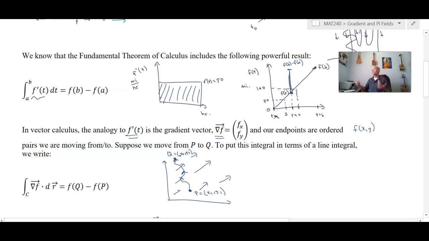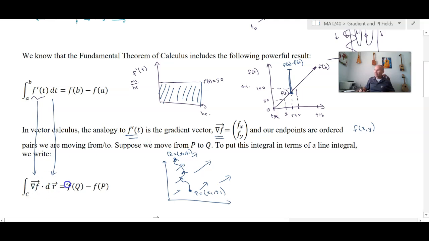Now, in order to use the fundamental theorem, you need to know both the x and the y coordinate. And up here, that integral was from a to b. But now, if we replace the derivative in single variable calculus with the derivative analogy in multivariable calculus, that's going to be grad f. That's going to be a vector of derivatives. And instead of dt, we have dr.